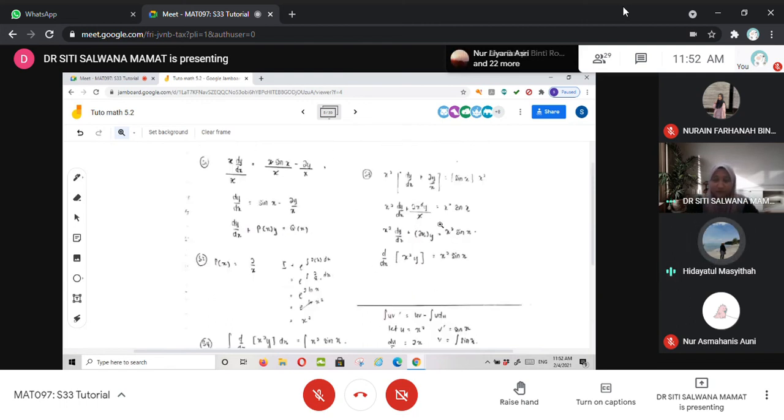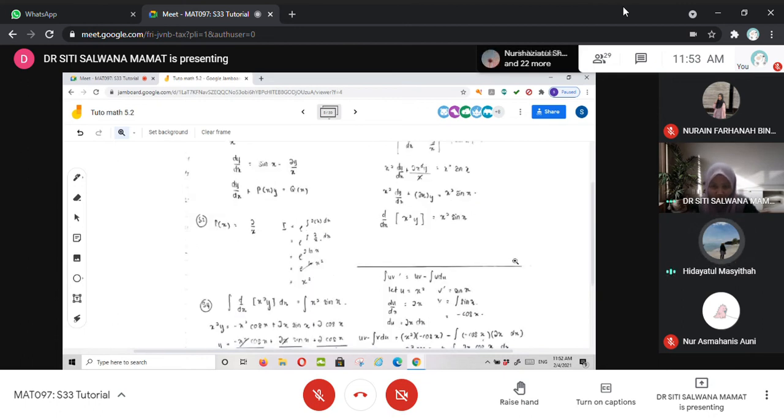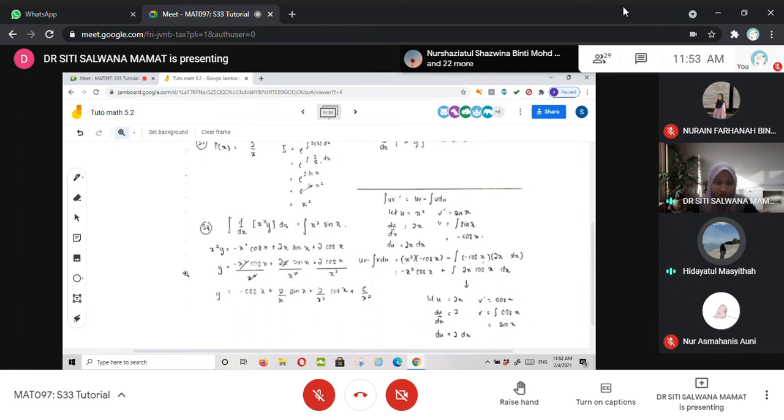Kita darab I to the equation. So kita darab x square. Kita akan dapat d over dx x square y equal to x square sin x. Okay, so the final step 4, kita integrate both sides. So, kat bawah tu, integrate d over dx x square y dx equal to integrate x square sin x.